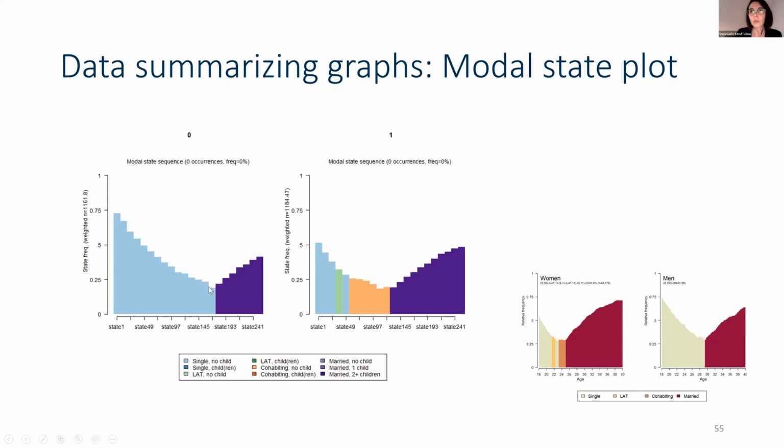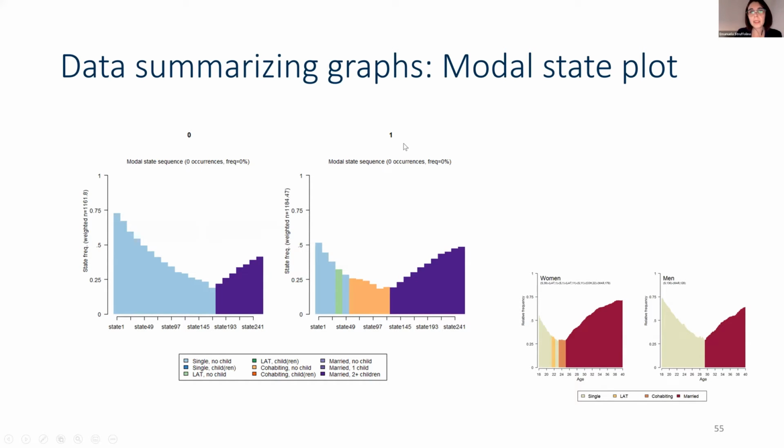And then at some point there's a twist and the modal state changes to married with 2 children. And the share of individuals being in this modal state increases over time. As such, this information is interesting, but it's more interesting if we compare it with the other group.